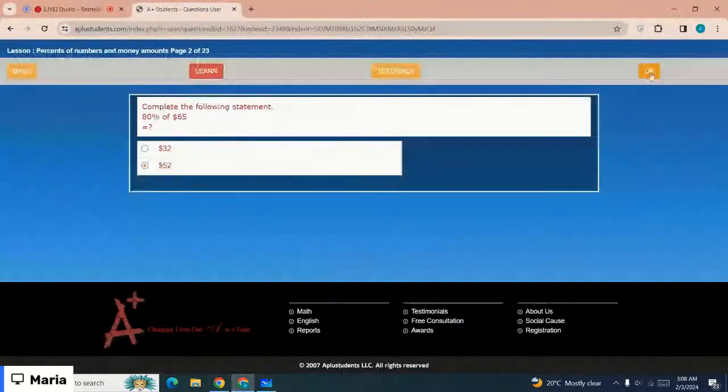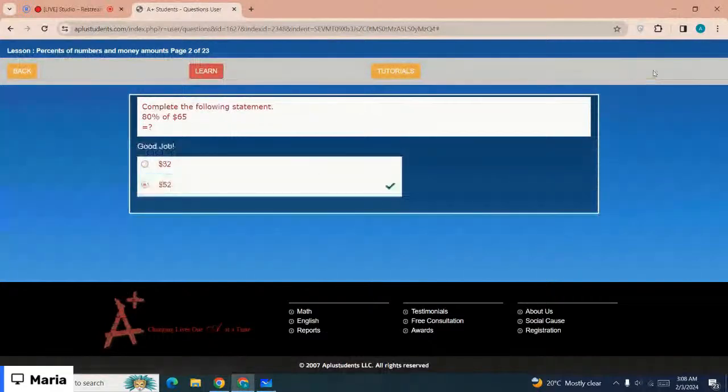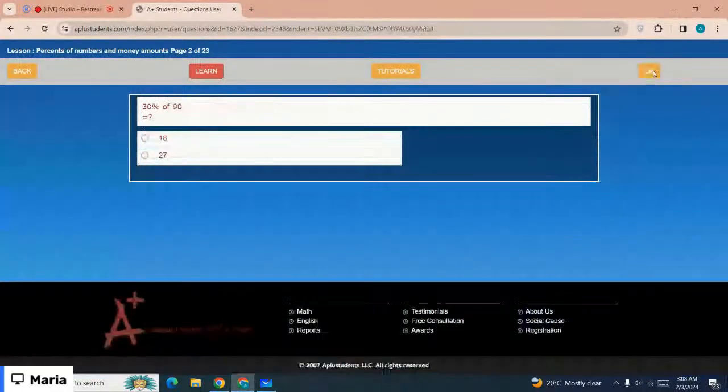For the next one, you have to solve the question and write the answer in the chat box. The next one is, what is 30% of 90? Which is the correct option? Solve the question in your notebook and then write down the answer in the chat box.